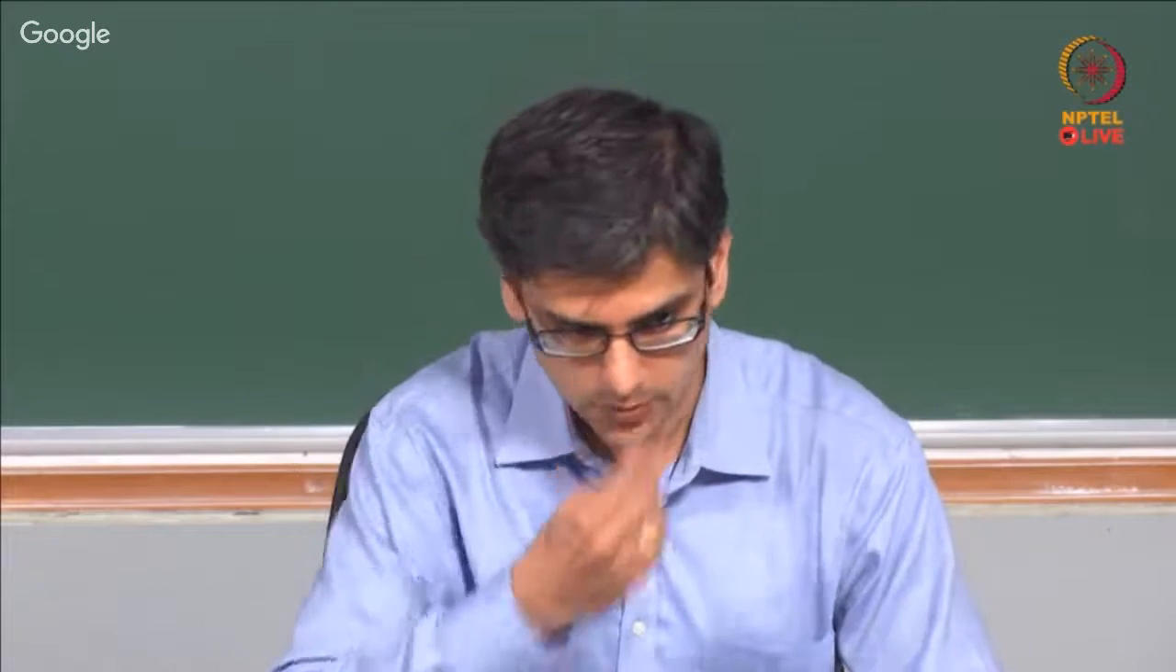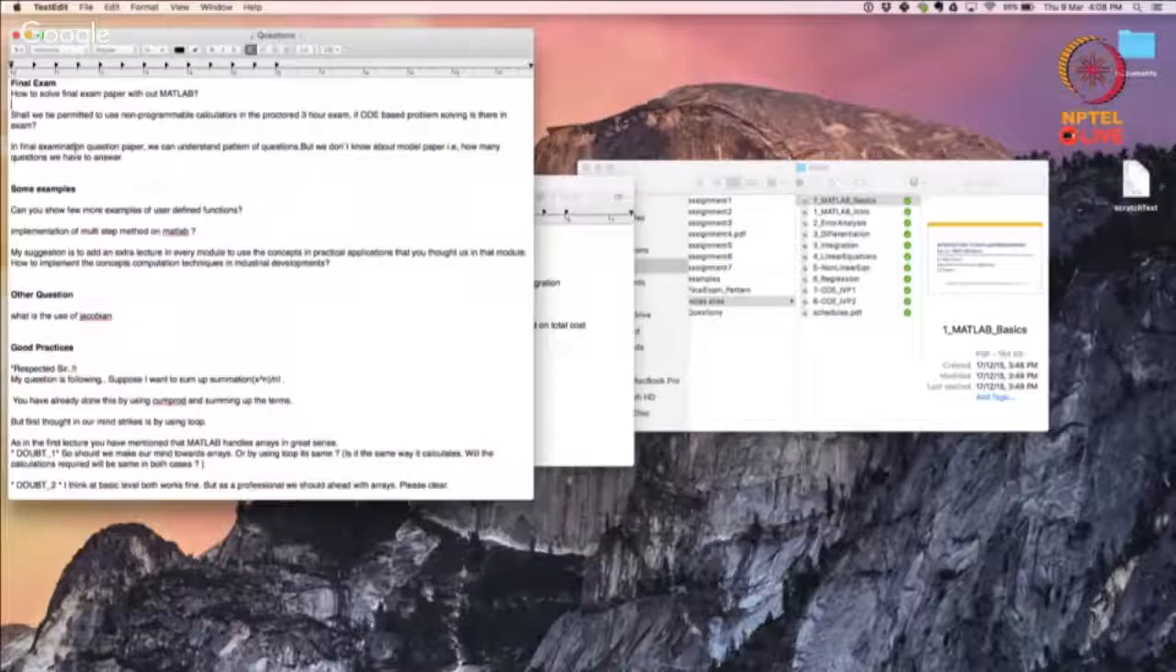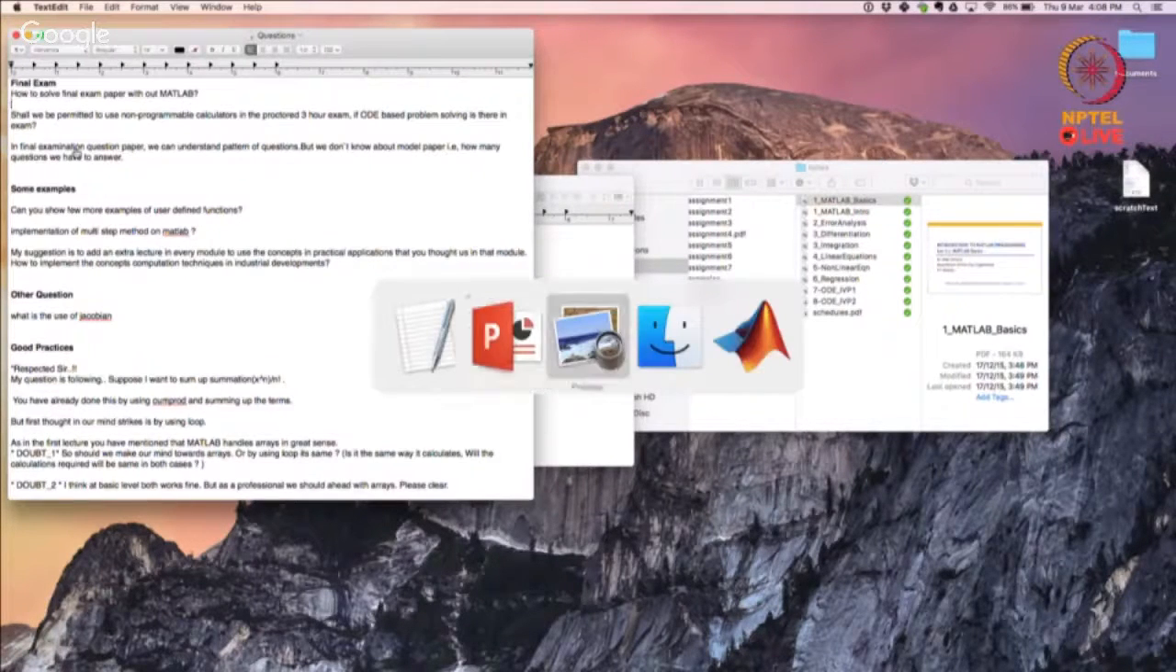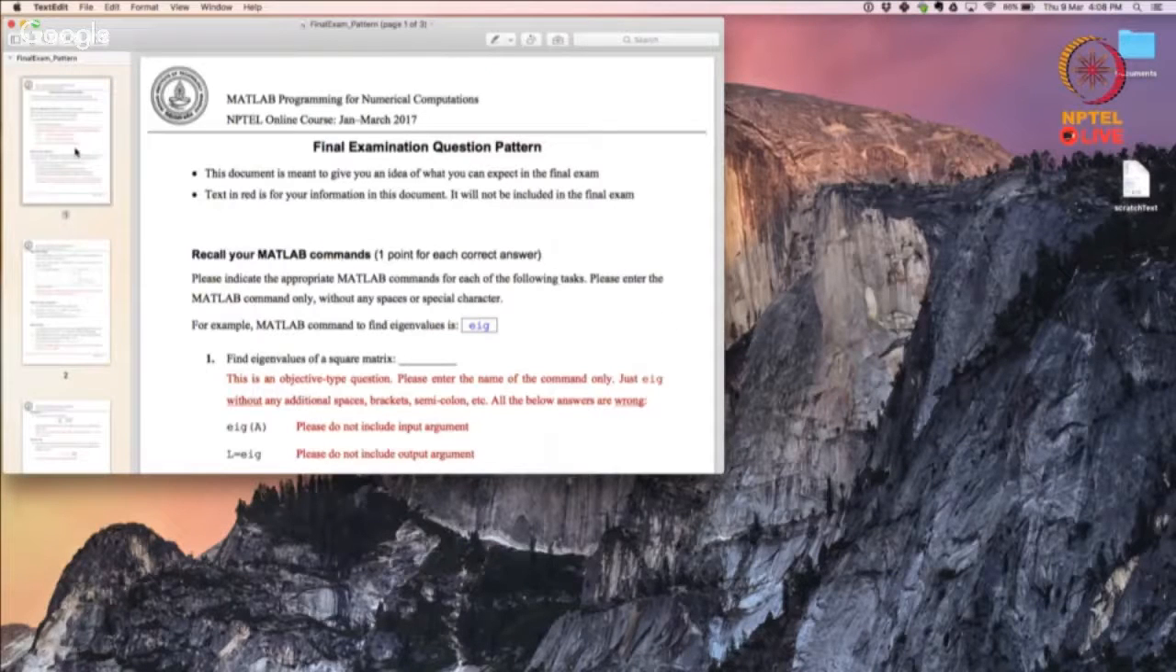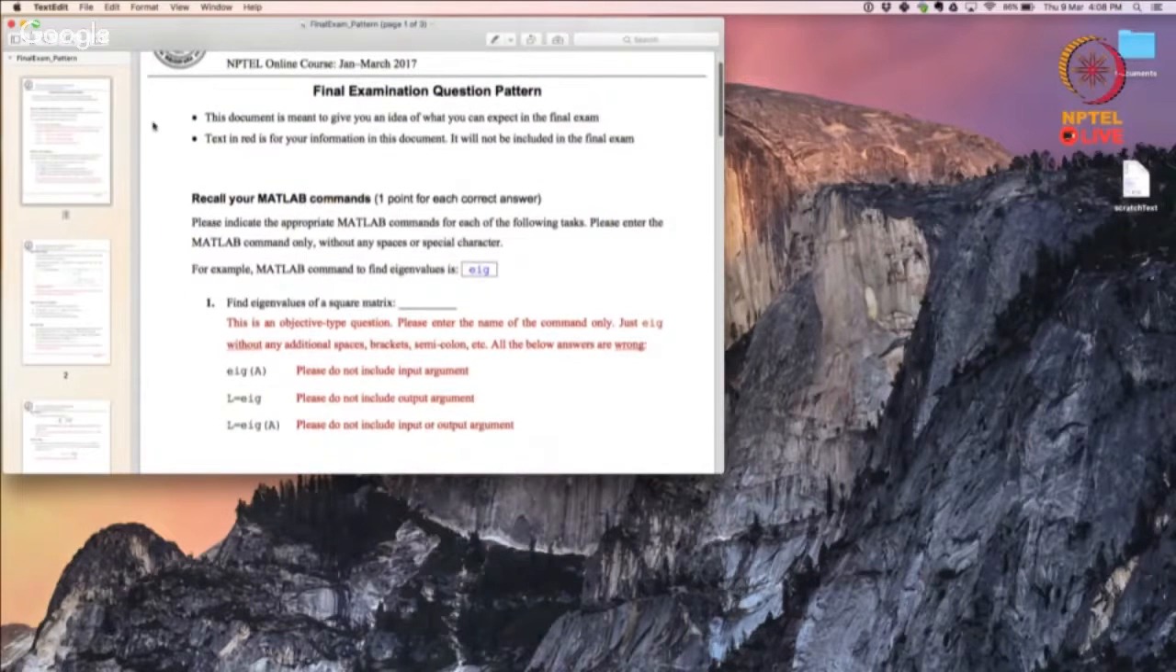Another question was that I posted the pattern of the final question paper, but people wanted to know a little bit more about the model paper itself. So let's go over the final question paper pattern, and this will probably answer your questions regarding how to solve the questions when you do not have access to MATLAB.